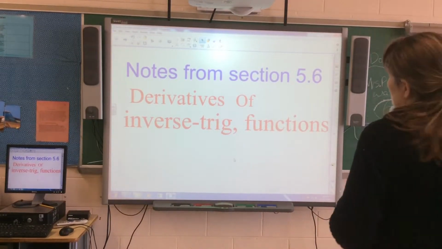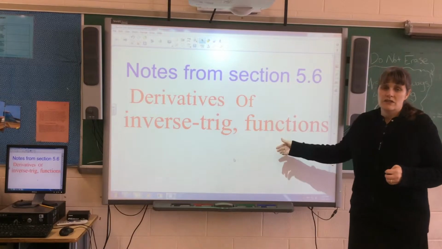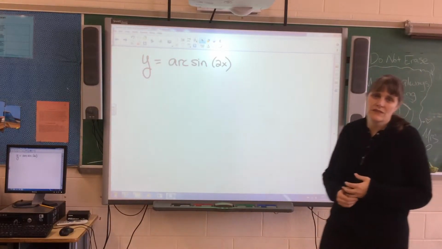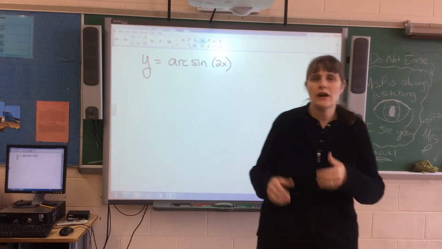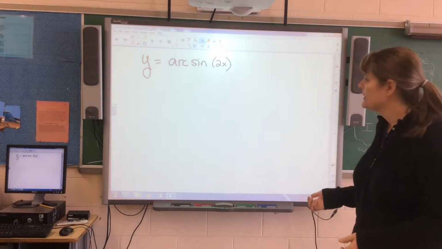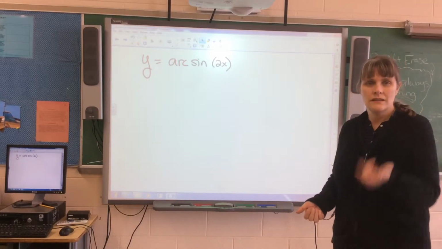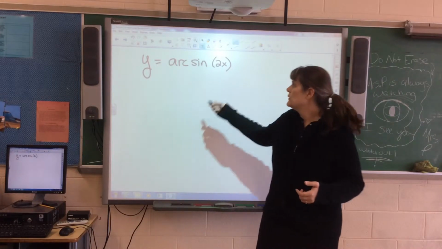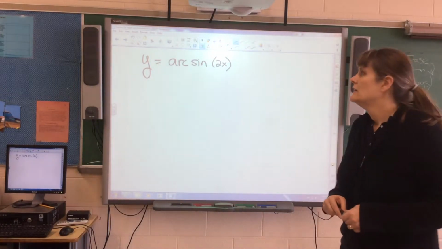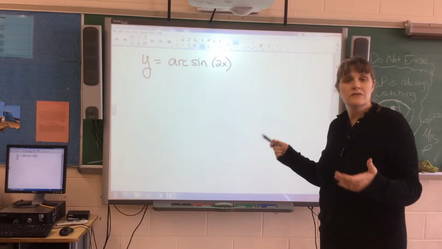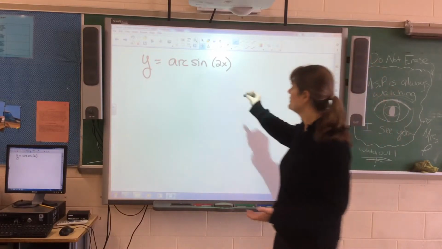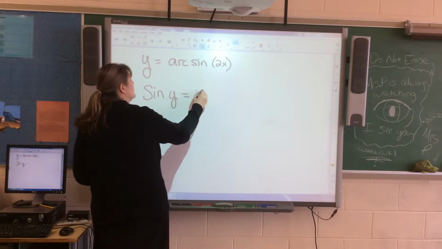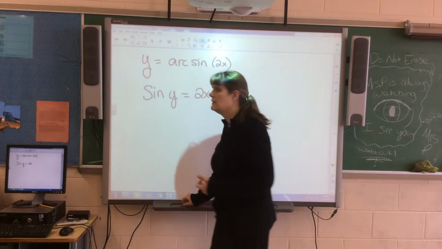Okay, today we're going to talk about section 5.6, which is derivatives of the inverse function. The nice thing about derivatives of the inverse function is it's the same process each time. So we're going to take a page back from pre-calc. Suppose we start with y equals arc sine of 2x. We'd like to first rewrite it in terms of sine. So we could rewrite that as the sine of angle y is equal to 2x.